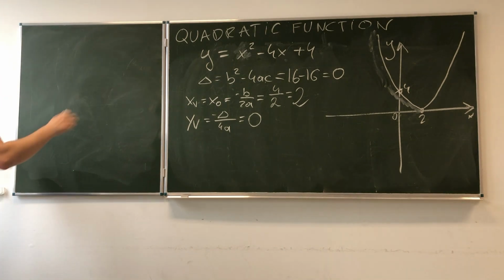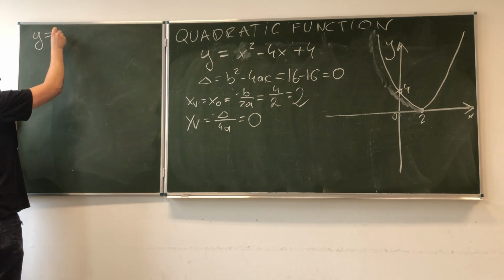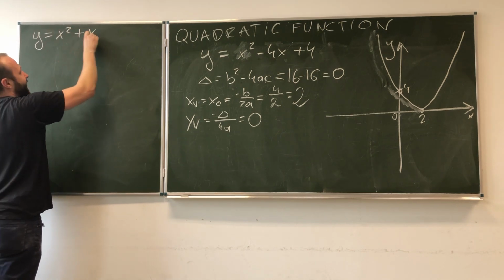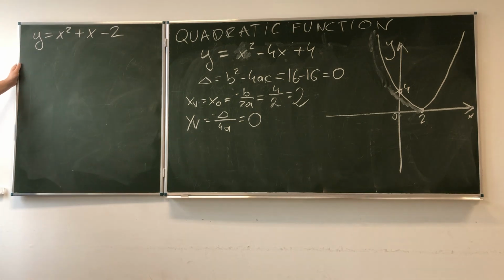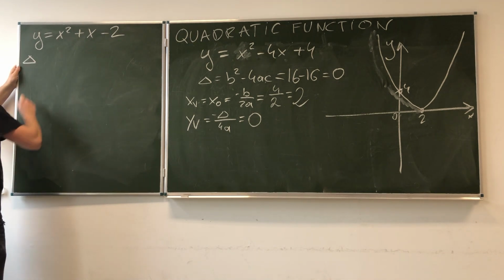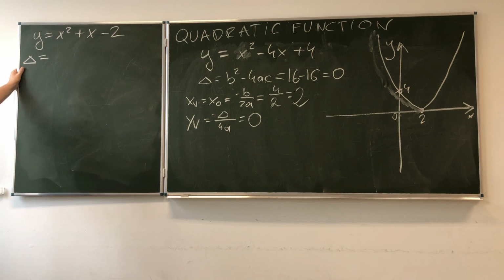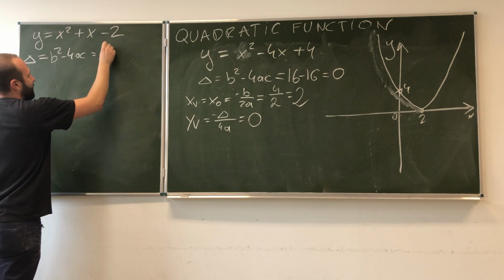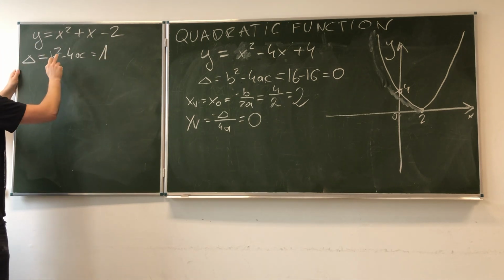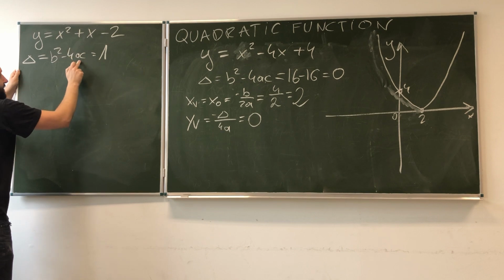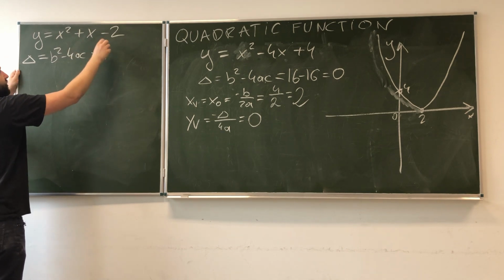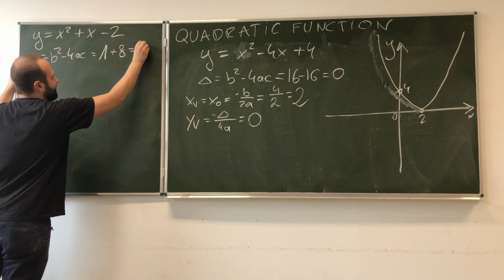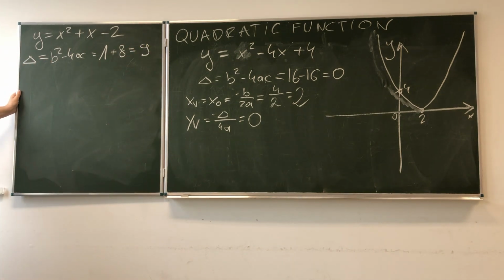And in the second example, we will have y is equal to x squared plus x minus 2. So now let's approach this the same way. So we got delta is equal to b squared minus 4ac, which is 1. Then minus 4 times 1 times negative 2, which gives us plus 8. This is equal to 9.